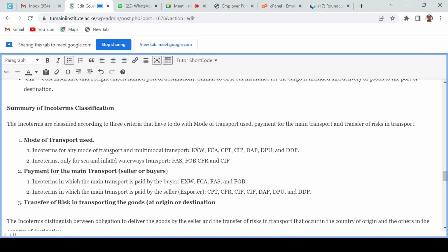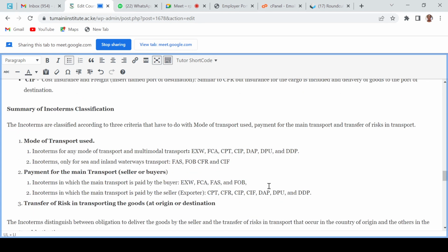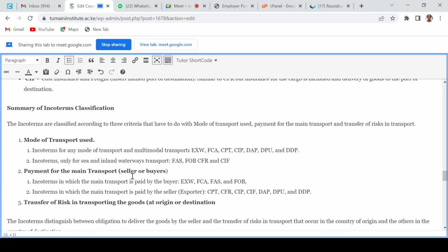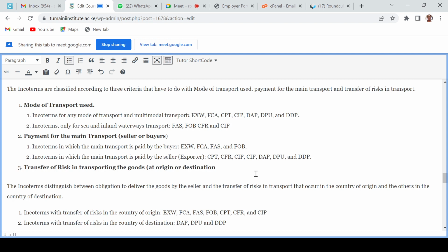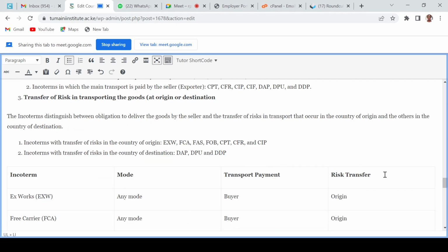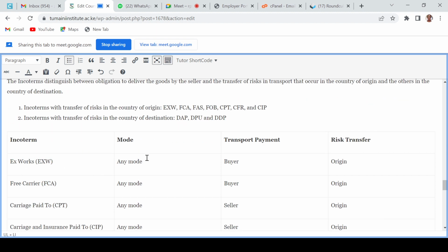So Incoterms for mode of transport, tunaweka X-Works, FCA, CPT, hizo zote. You can now take time and see how you can classify that, but that should not worry you so much. So I have just summarized hapo chini tu, nimeweka X-Work mode, any mode of transport. Transport payment inalipangwa na buyer. Hii tu ni kufanyia summary tu usipotee. Risk transfer origin. Free carrier, any mode, buyer, origin.